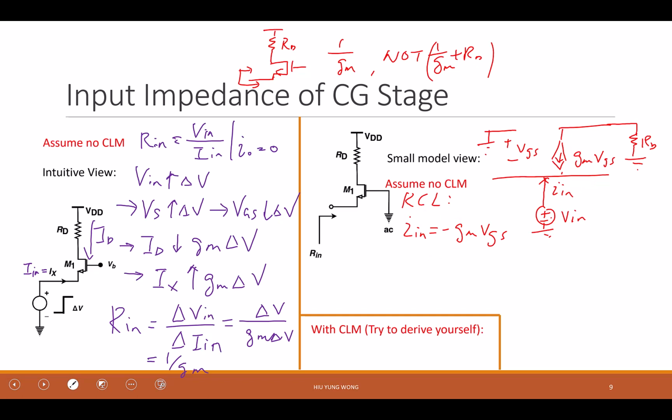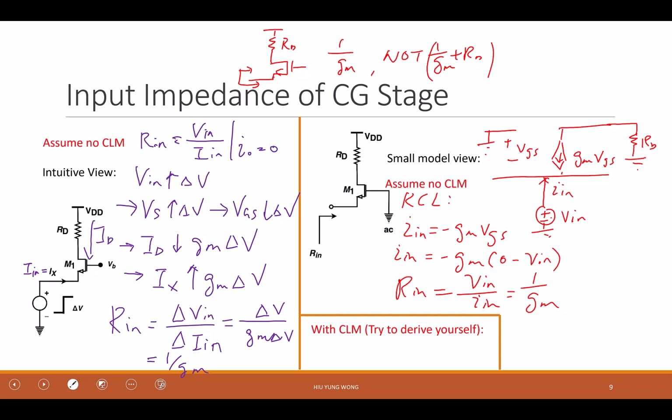KCL. Right? And what is VGS? VG minus VS. What is VG? What is VS? V in. Turn out this is also very easy. So R in equals to V in divided by I in equals to 1 over Gm. Do you see that? So very low impedance.